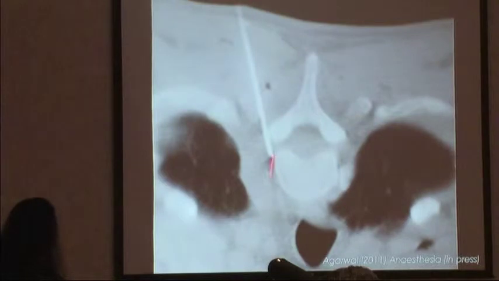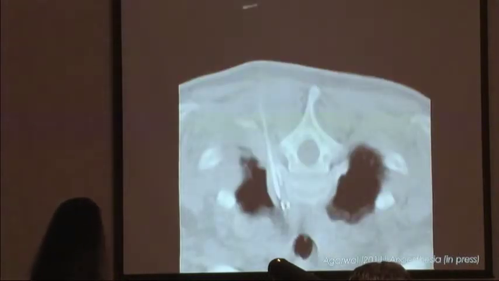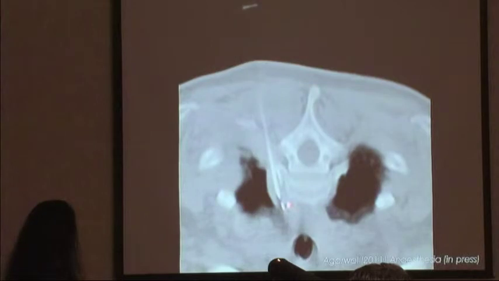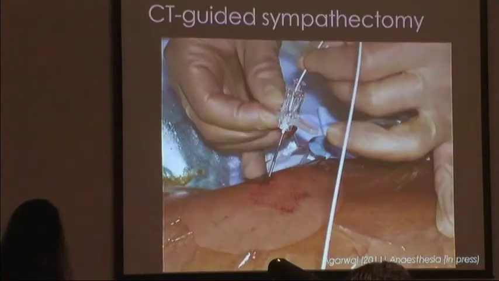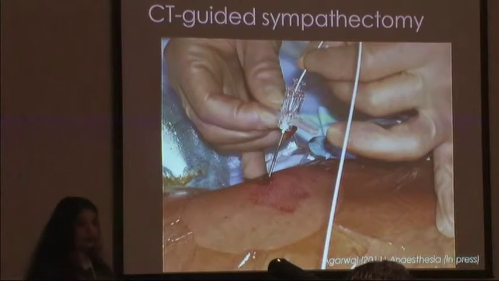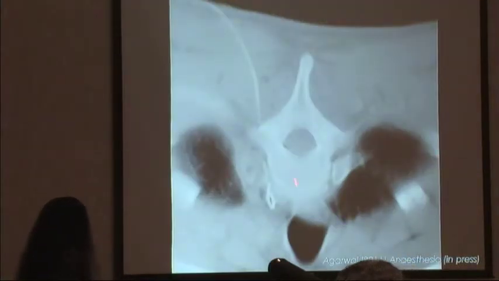And then we can advance the needle, walk it further down to where we expect the thoracic sympathetic chain to be, and insert a little catheter. You can see this reflection here, which is the metal catheter coming out of the needle. Then we do subcutaneous tunneling, and here you can see the catheter lying.